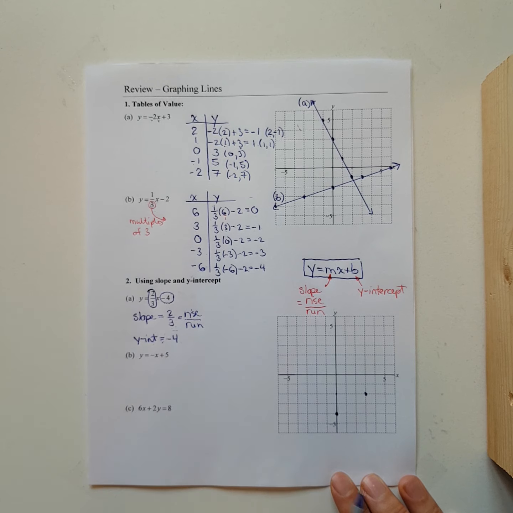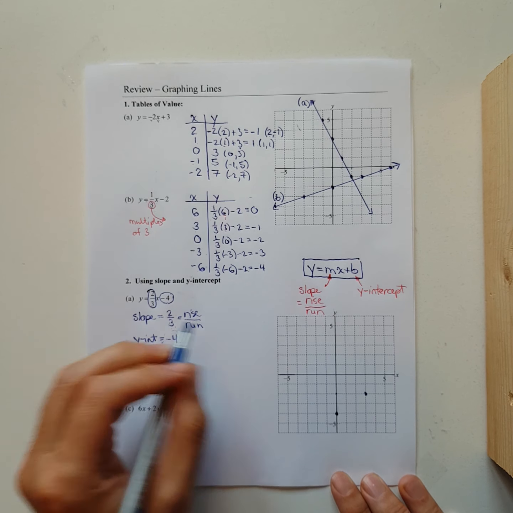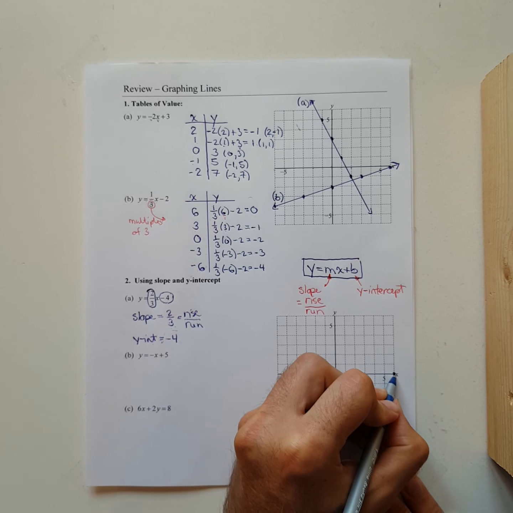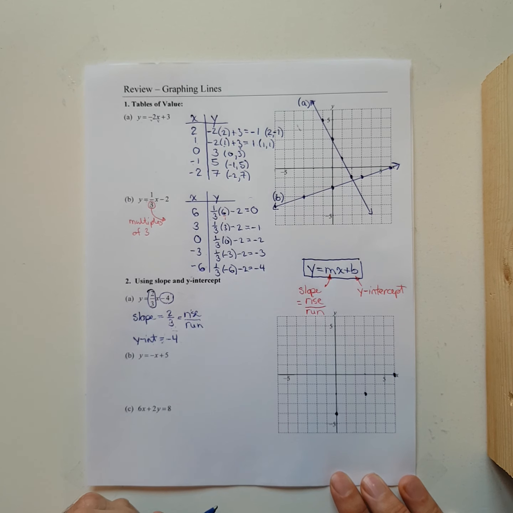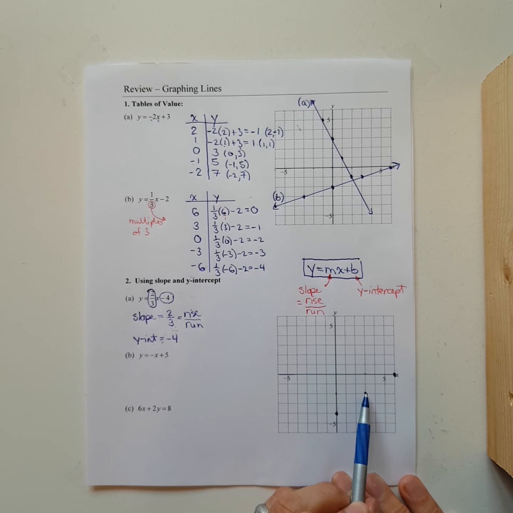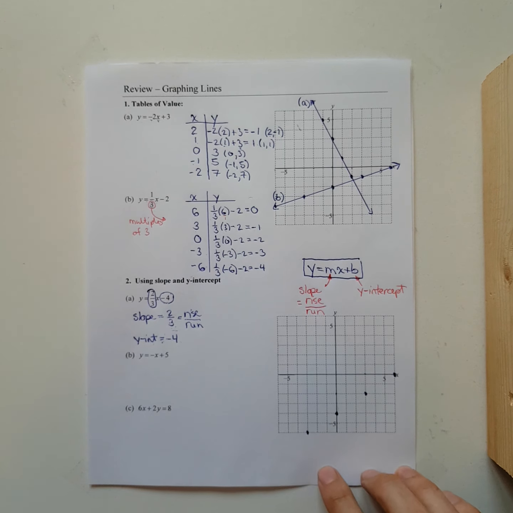And now we just use this pattern over again. From this point, how do I get to the next point? I just use that same pattern. I will rise 2 spots and I will run 3. There is the next point. We can actually use this pattern backwards if we want to try to get more points as well. I can say, well, if I go back 3, I have to go down 2. And there we get another point on our line.